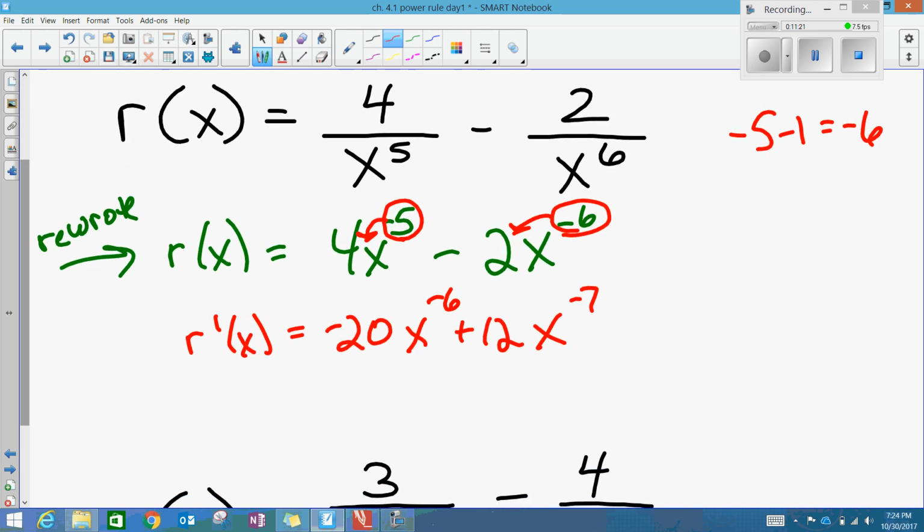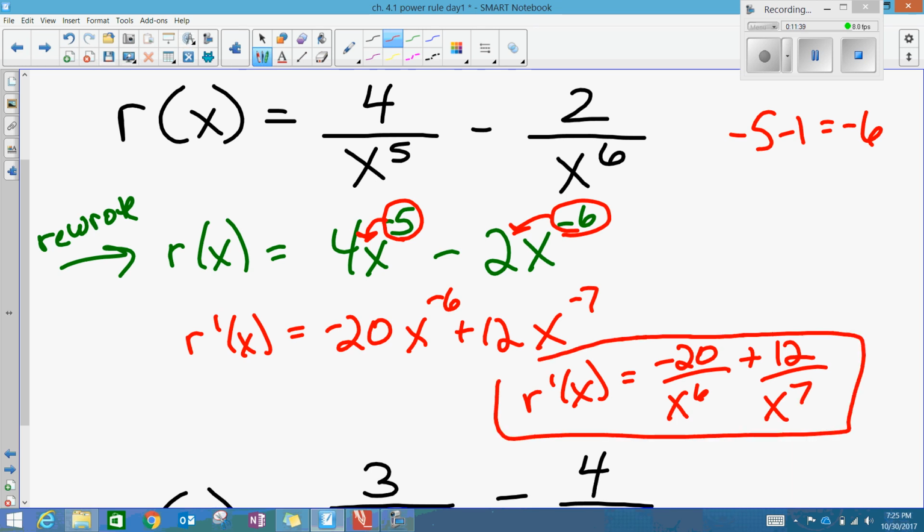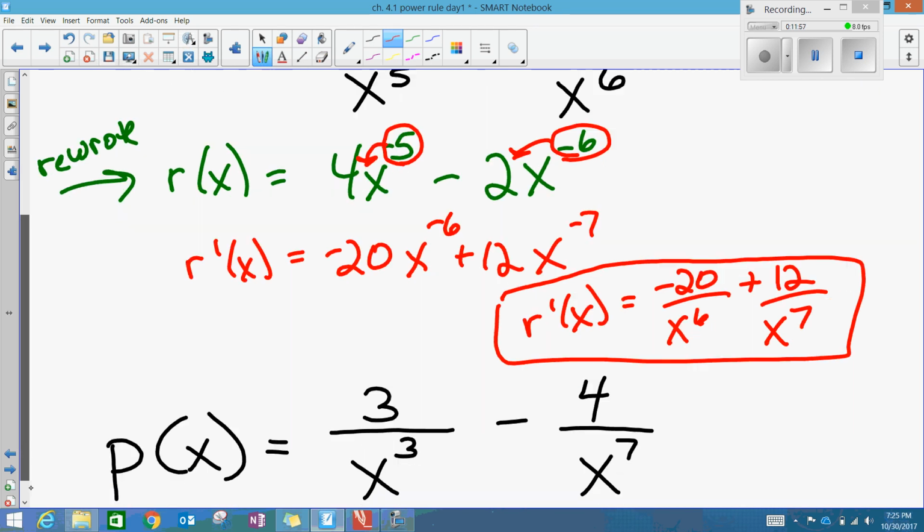Okay? And then I want to rewrite it because, again, I want to keep positive exponents. I just changed them to negative exponents to use the rule. And when I rewrite it, those exponents go back down. But just the exponents go back down, not the coefficients. So this is my final answer. Okay? So remember, first we rewrite it to get the exponents to bring the variables up top. Then we take the derivative. Then we clean it up by taking the powers back down. Okay? Let's try another one.